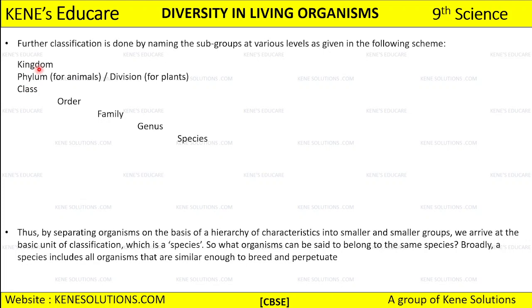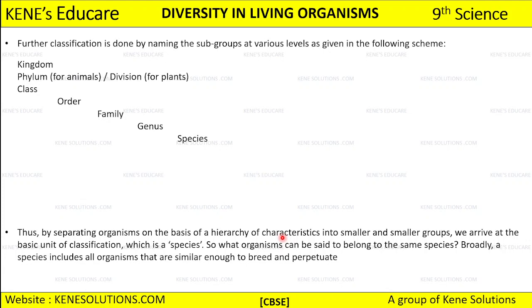If we are discussing kingdom Plantae, then we have 5 different divisions. So for Animalia, we have 10 different phylums, and for kingdom Plantae, we have 5 different divisions, which we are going to further divide both as class, order, family, genus, and species. So this is the hierarchical classification which has been given here. Okay, so thus by separating the organisms on the basis of hierarchy of characteristics into smaller and smaller groups.